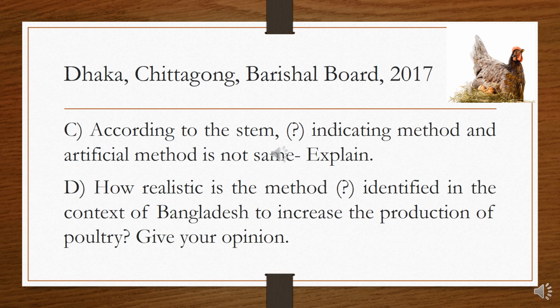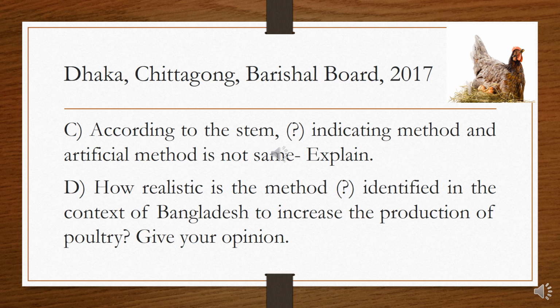Now, the question number C, that is an applied based question. The question is, according to the stem, the question mark indicating method and artificial method are not the same. Explain. Here from the stem we can see that the question mark indicating method is known as the natural method. So the comparison between natural method and artificial method is given below.